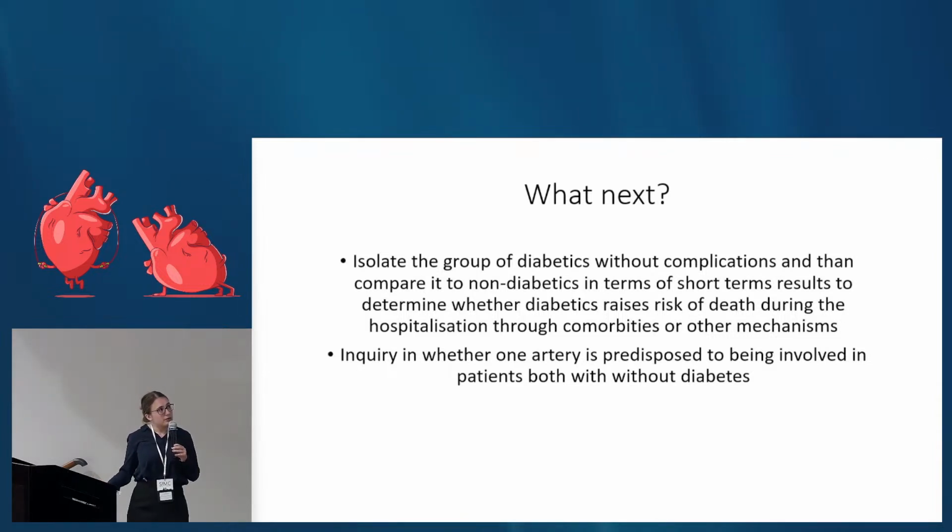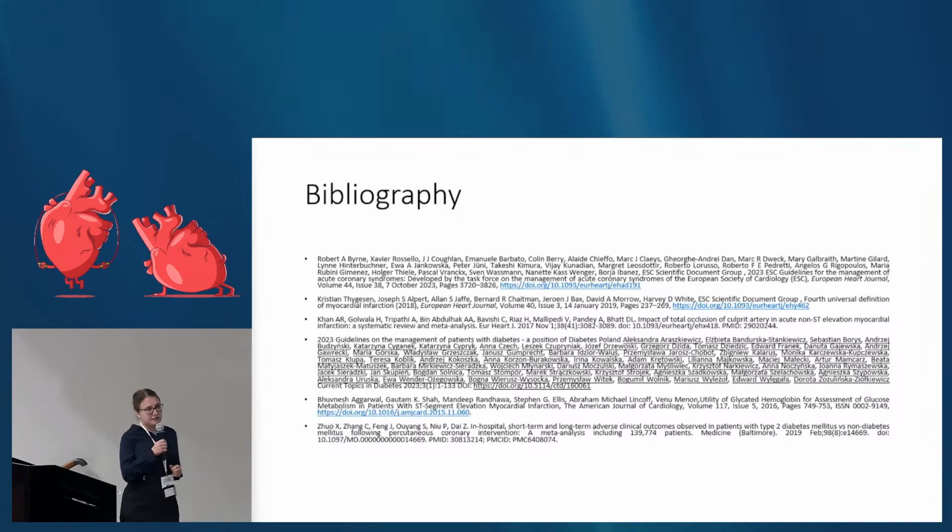Next will be to isolate the group of diabetics without complications to see whether the disease or the complications cause worse outcomes for these patients, and also to inquire whether one artery is predisposed to being involved in the MI. Thank you for your attention, and now it's time for questions.